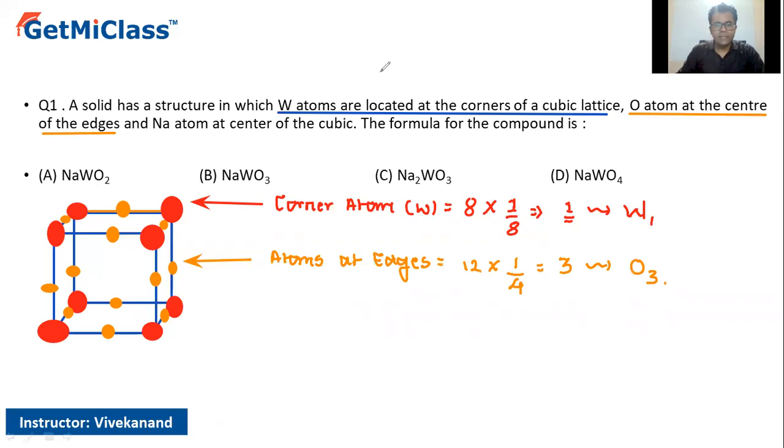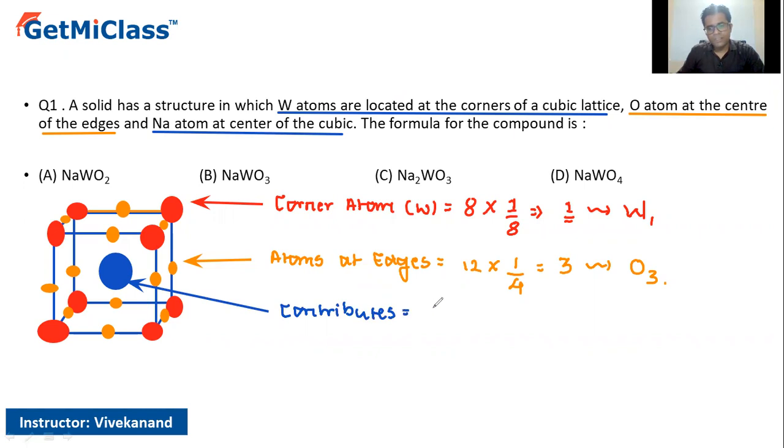and that is O is 3. Now the final one is the sodium, Na atom at the center of the cube. So if it is at the center of the cube, that is going to be here, right? Now this particular atom, which is at the center, contributes completely. So therefore, it's 1. That is, Na is 1.